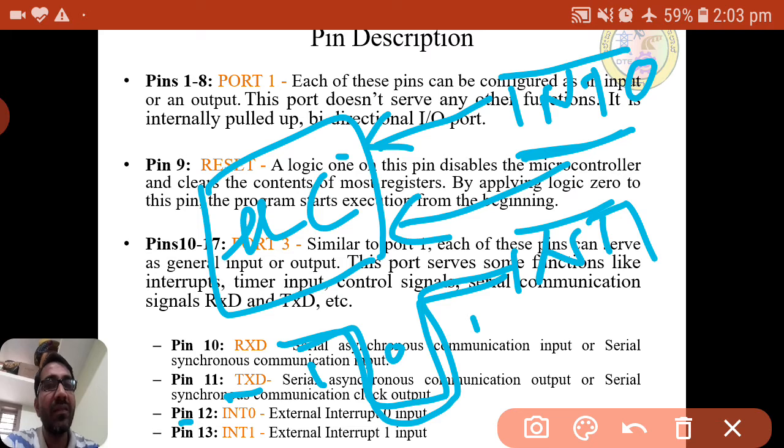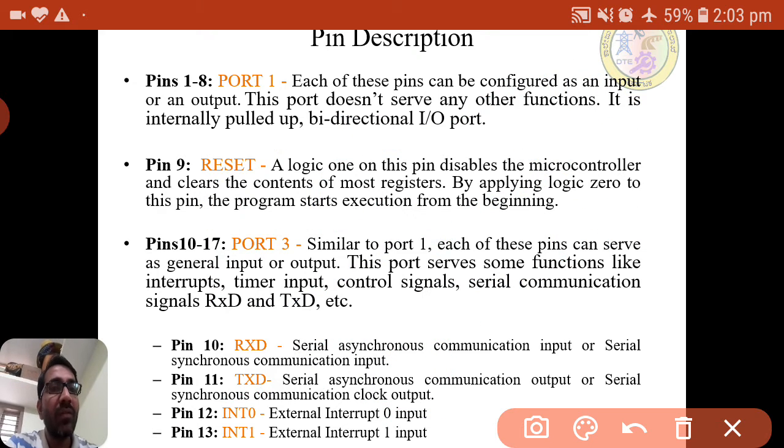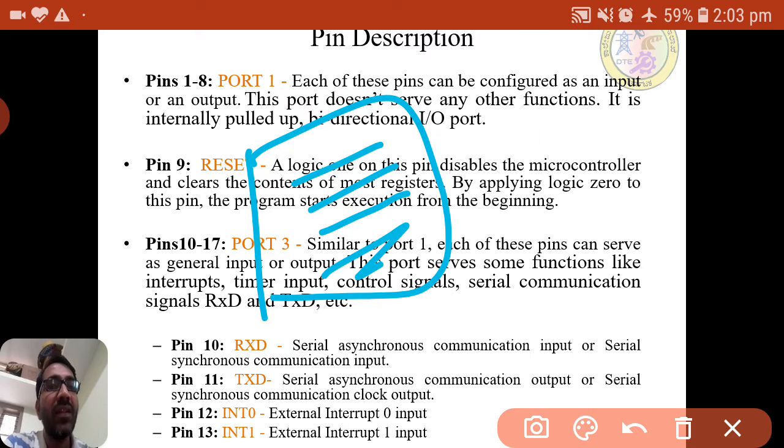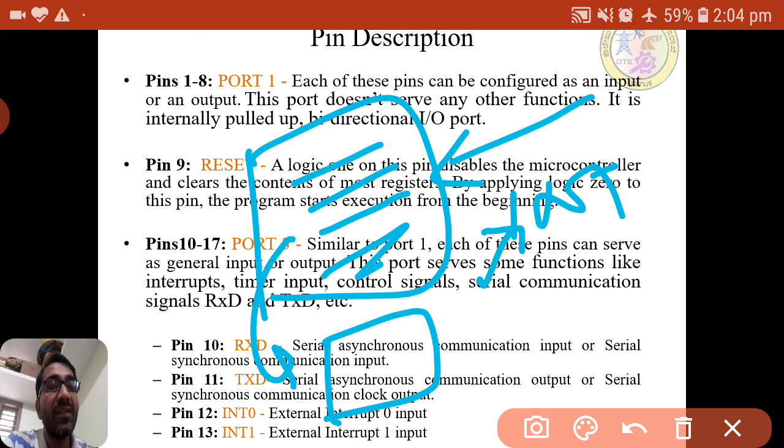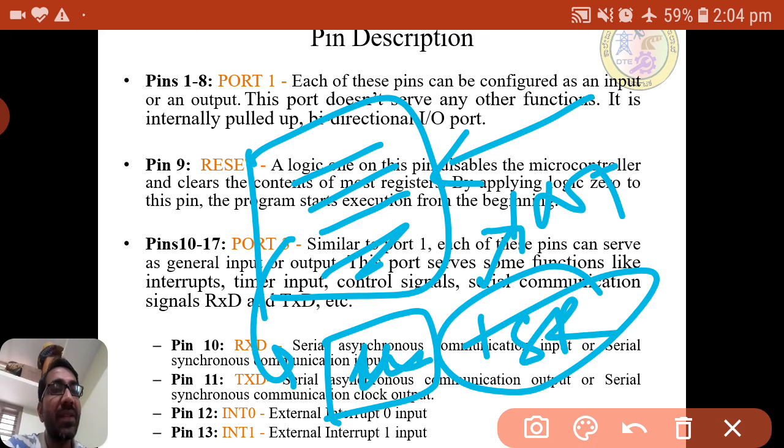There are two external interrupts, interrupt 0 and interrupt 1. The microcontroller is doing some work, and whenever an interrupt comes, what the microcontroller should do is written in a program, which we call the ISR, the interrupt service routine.